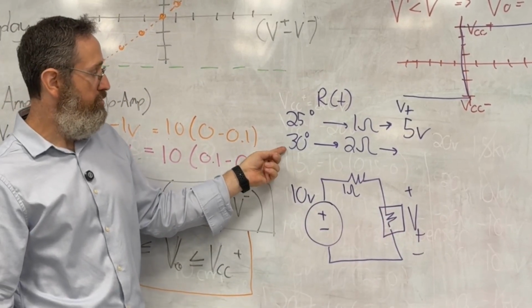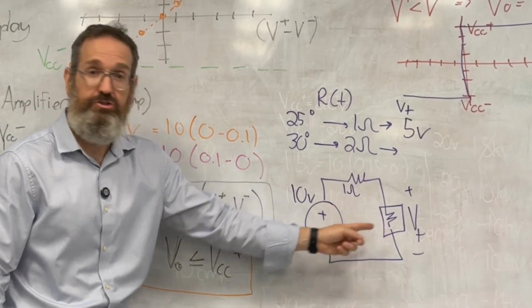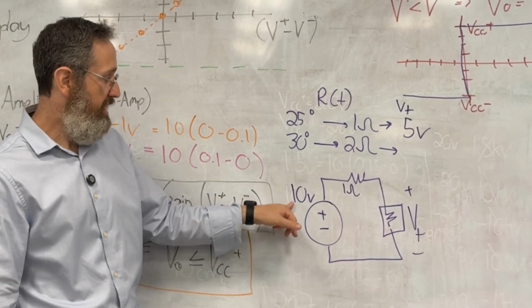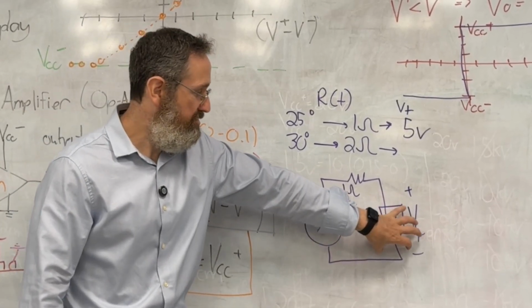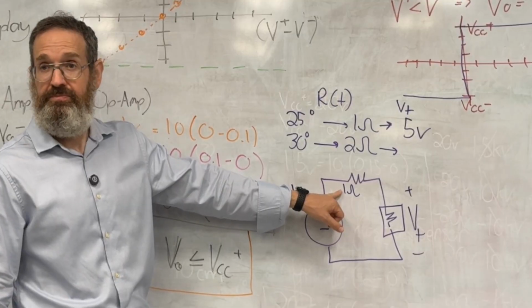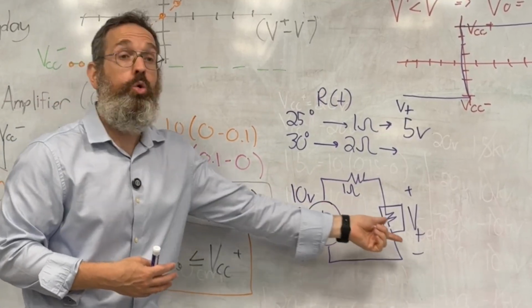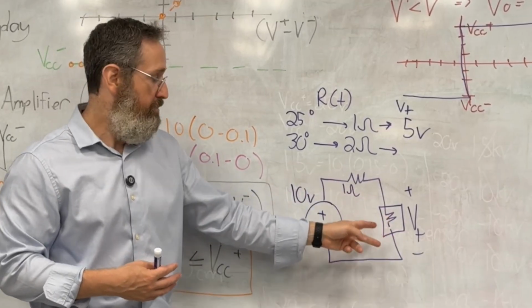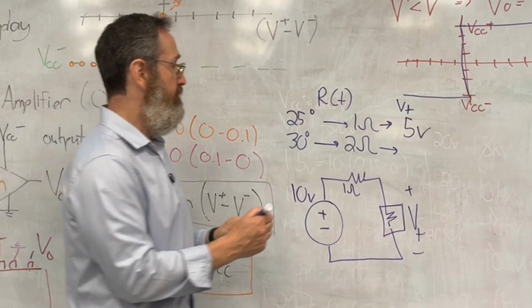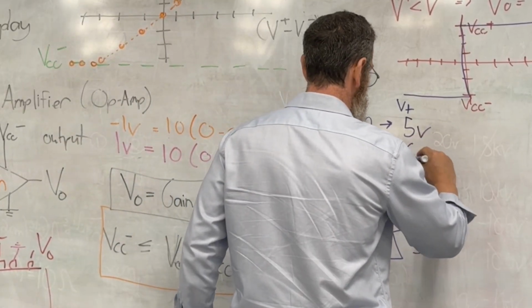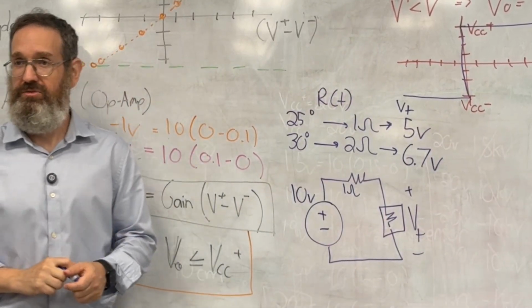When the temperature goes to 30 degrees, we have a new situation where now this resistor here is 2 ohms. So now I have 10 volts, 1 ohm and 2 ohms. So this resistor is now bigger than this resistor. And the way a voltage divider works is it divides the voltage according to who has more resistance. Because this resistance is now bigger, it will take more of the voltage. And I'm just going to give you the answer that this is going to be 6.7 volts. And you can look back at other examples when we've done this.